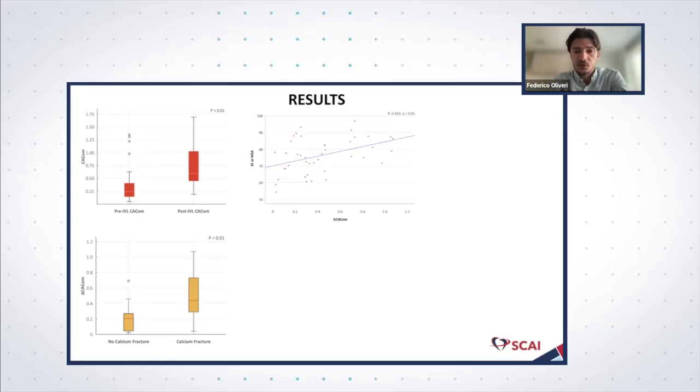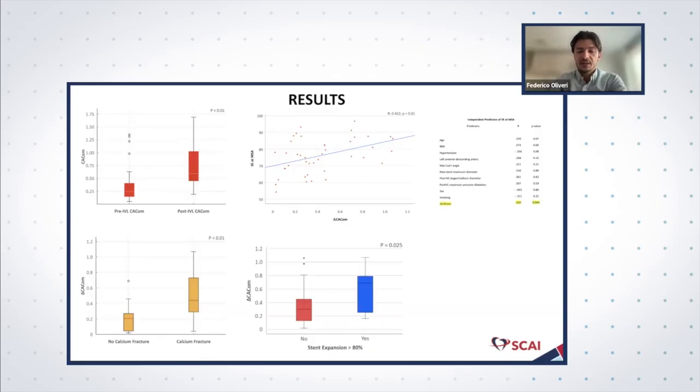As you can see from these figures, there is a linear correlation between the modification of coronary artery compliance and the stent expansion at the minimal stent area. And this is also consistent in the multivariate analysis. As you can see also, if we consider lesions where stent expansion of more than 80% was achieved, and the other lesions without this achievement, the modification of coronary compliance was greater in the lesions where stent expansion was more than 80%.